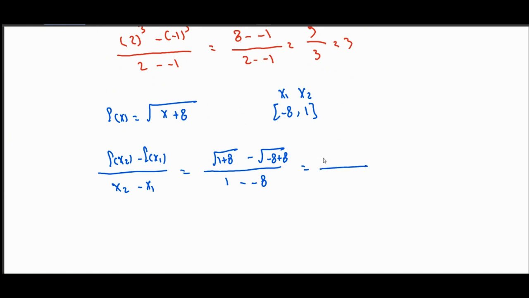It gives square root 1 plus 8 which is square root 9, minus square root negative 8 plus 8 which is square root 0, over 1 minus negative 8 which is 9. So square root 9 is 3 minus square root 0 which is 0. 3 minus 0 is 3 over 9, which is 1 over 3. Okay, let's take another example.